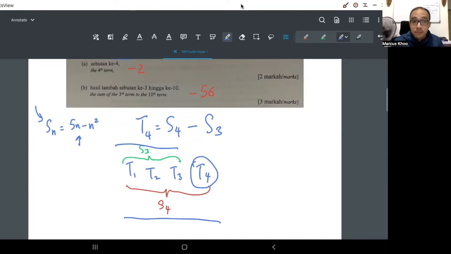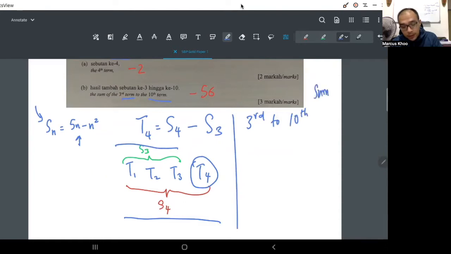Now the sum of the third to the 10th term. Okay, the sum of the third to the 10th term is S10 minus S2. All 10 minus the first two. Then you get from the third to the 10th.